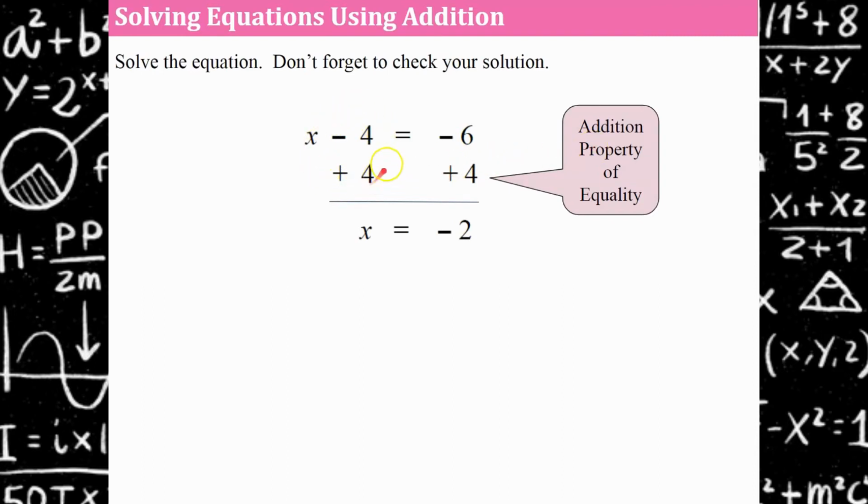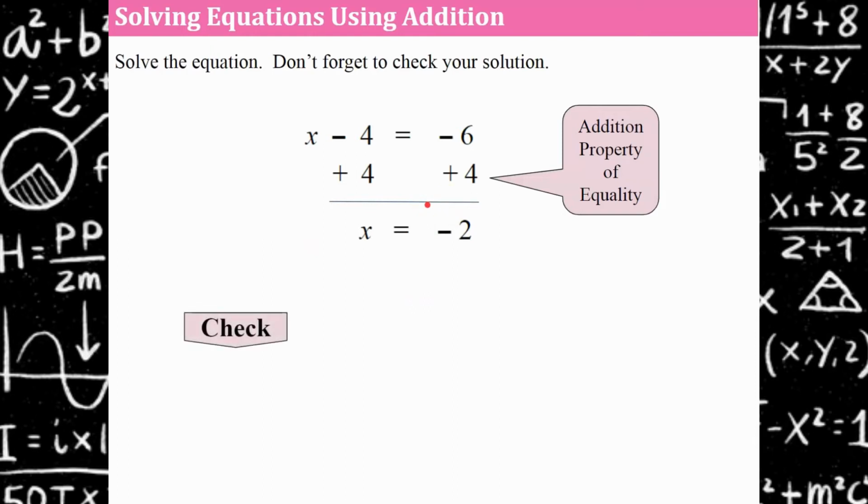This is a zero pair. Negative 4 and 4 are a zero pair, leaving me x. And negative 6 add 4 is negative 2. So here's my solution, x equals negative 2. Now this time I'm going to check my solution.